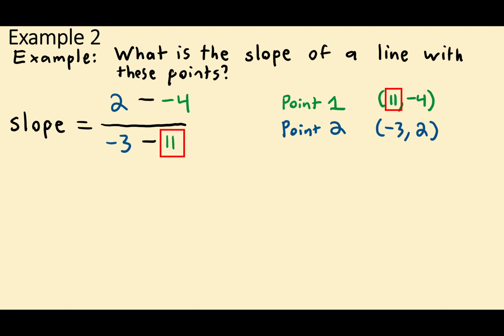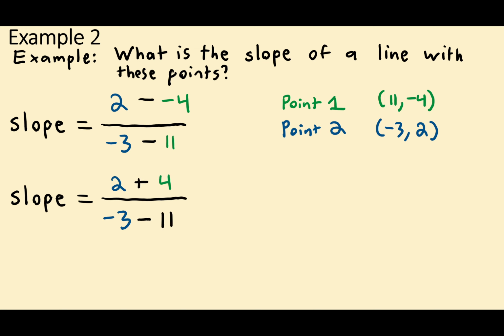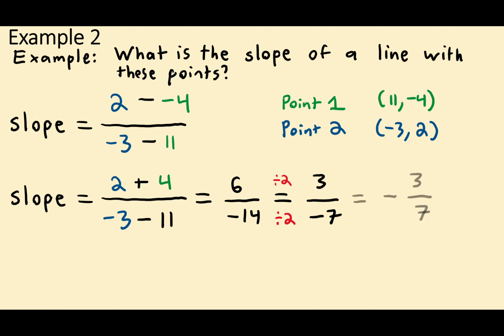Great. Now I have those 2 negatives on the top of my fraction. Well, they're touching, so they're going to become a positive. So now I can go ahead and solve. 2 plus 4 is 6, and negative 3 minus 11 will be negative 14. Boom. Now I can take this fraction and simplify it. 6 and 14 are both divisible by 2. So I can go ahead and simplify this to 3 over negative 7, which means my slope is negative 3 over 7. That's how easy it is.